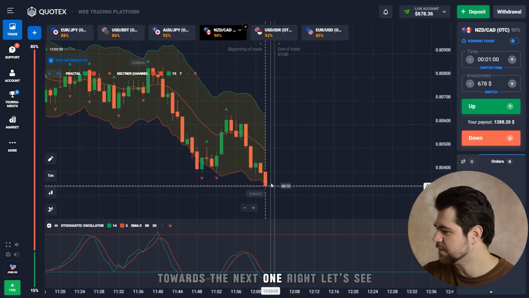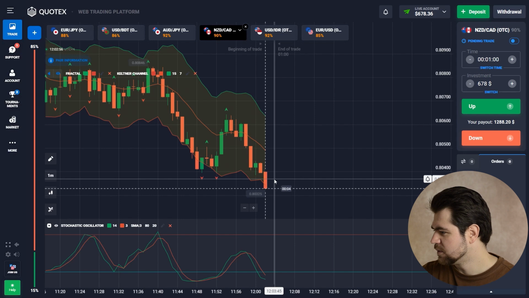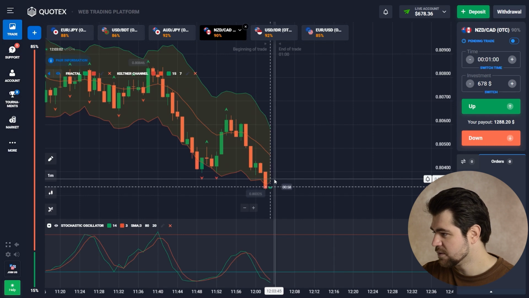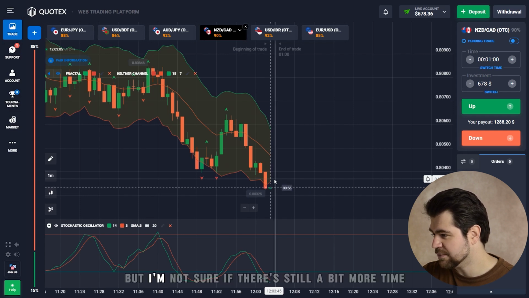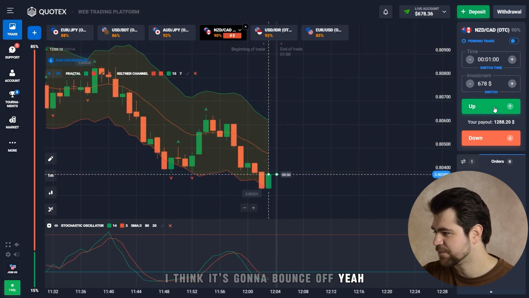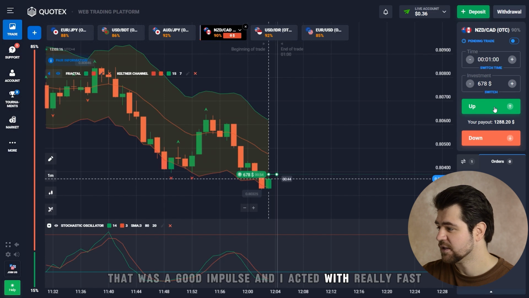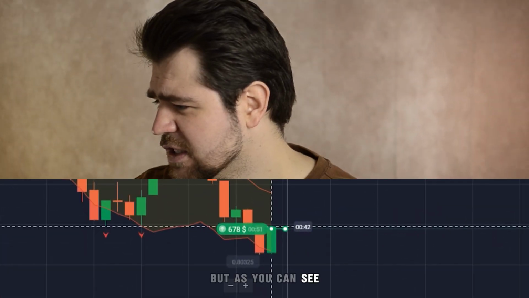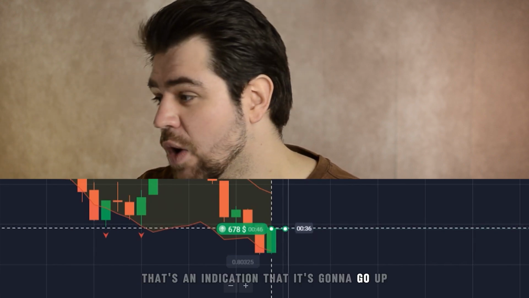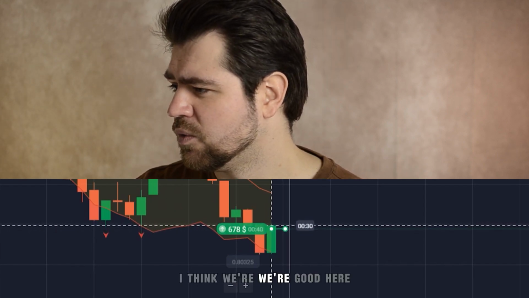Towards the next one. Right, let's see. We're getting to another support here, but I'm not sure if there's still a bit more time. I think it's going to bounce off. Yeah. So, see, that was a good impulse, and I acted really fast. But as you can see, the stochastic oscillator is also about to cross the other line. That's an indication that it's going to go up if it crosses from below. Yeah, looks good. I think we're good here.